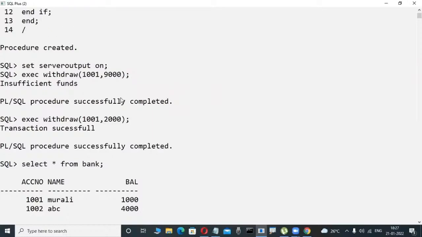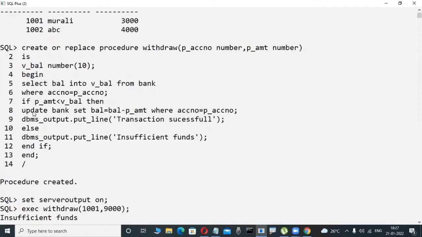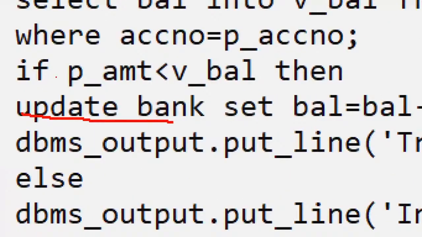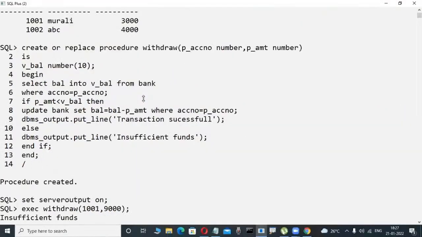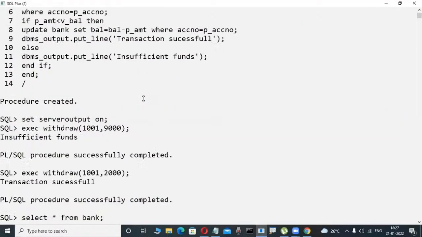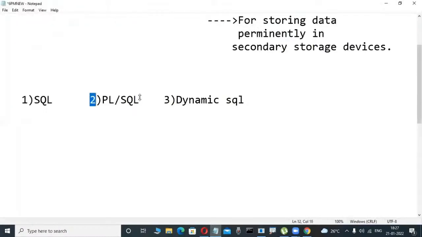You are a programmer, you are writing code in an update. Update is a SQL command only. If condition is a PLSQL command. That's why you need some language knowledge. With this type of PLSQL coding knowledge, then only you can write real-time applications: OTP validations, bus ticket reservation, anything. So many applications are there, but a little bit of knowledge is required. Okay, understood? Yes.